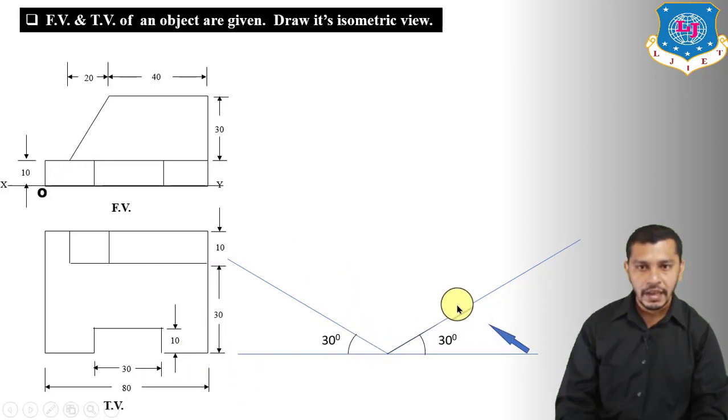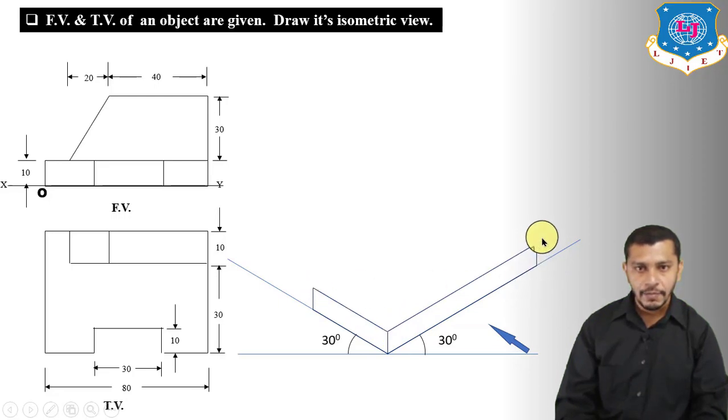So mark the length over here, 80 mm, width 40 mm and height 10 mm. Now from this point and this point again draw the height parallel to this line and then go 10 mm. Connect this point to this point, this point to this point.